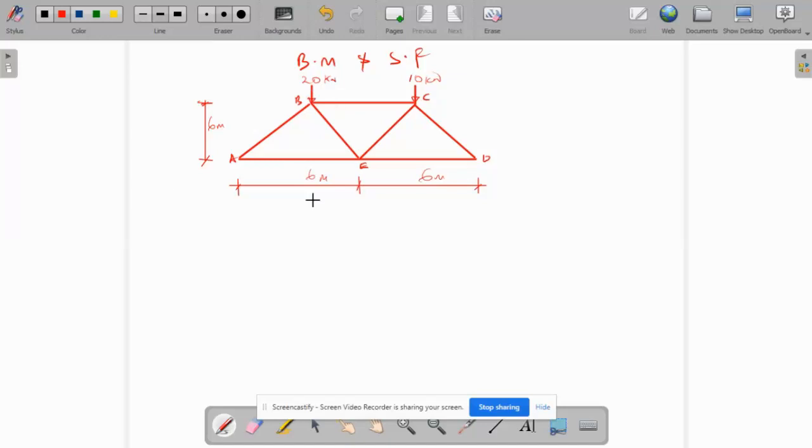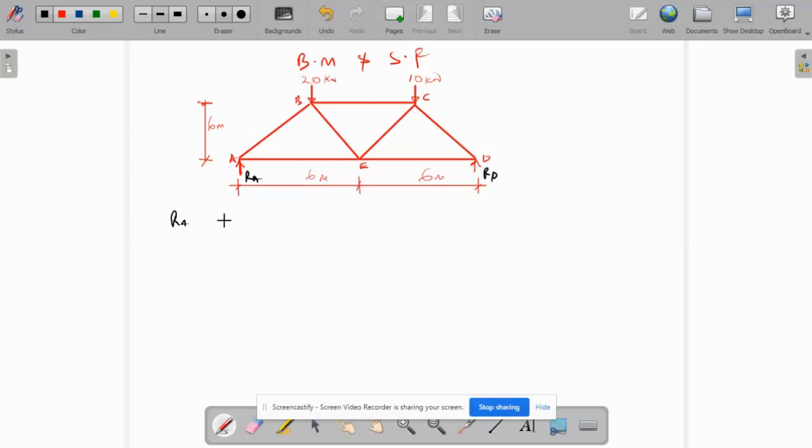So the next thing we need to do here is find our reaction A. If this is supported here, and has a support here and also another support here, we have to find reaction A and reaction D. So we take moment about D to find reaction A.